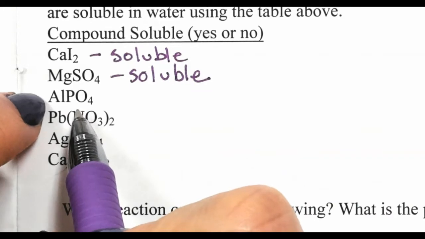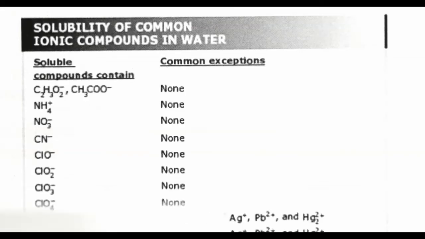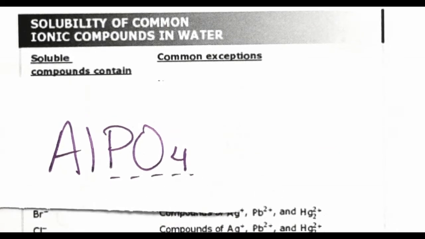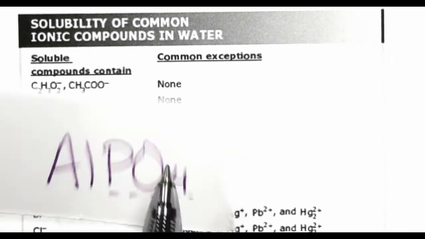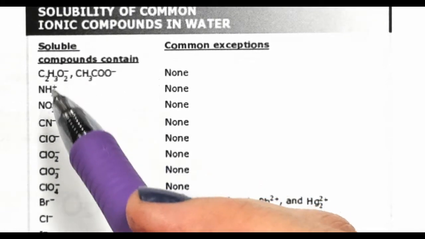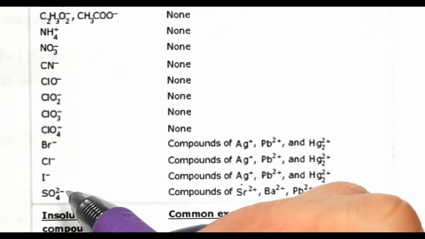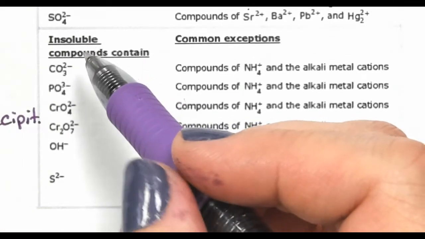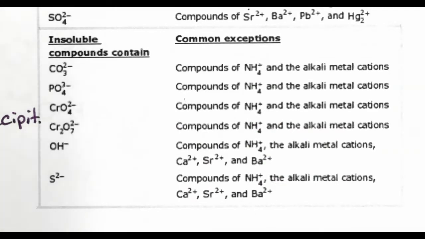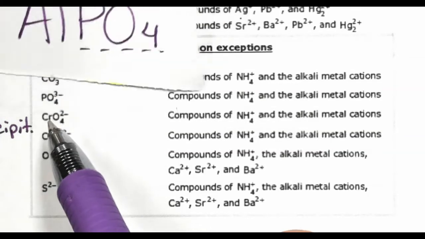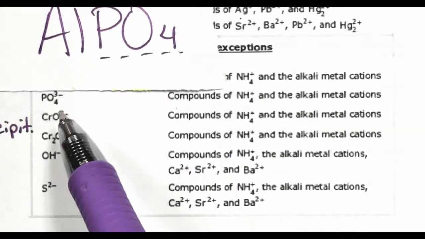Now let's look at aluminum phosphate. Go back to our list, and you're always trying to find the anion. So our anion is PO4, that's phosphate, and I don't see PO4 in the soluble list. So now I'm looking at the bottom where it says insoluble, and remember, insoluble is going to be when you form a precipitate. So notice PO4, there's my phosphate, it's right here.